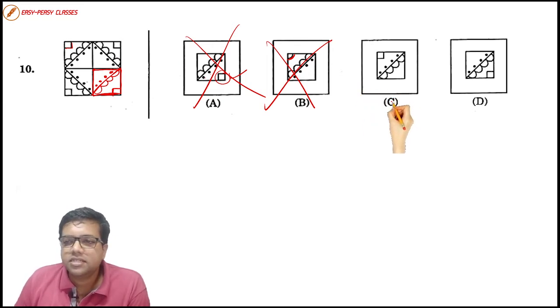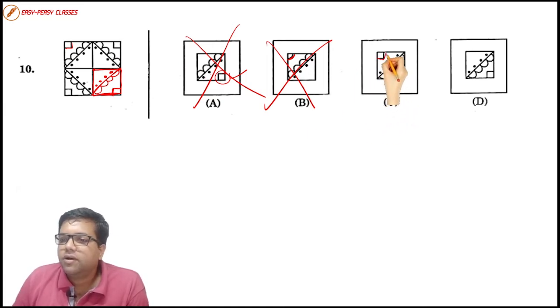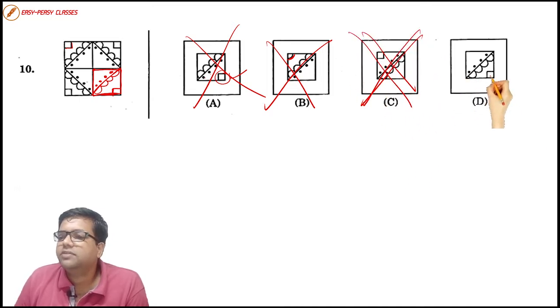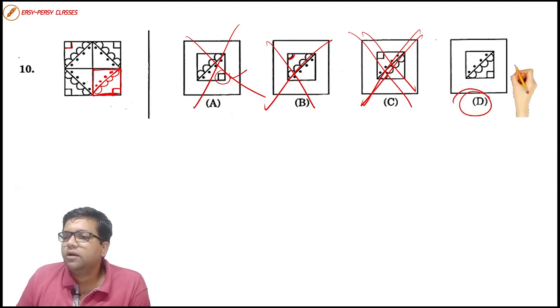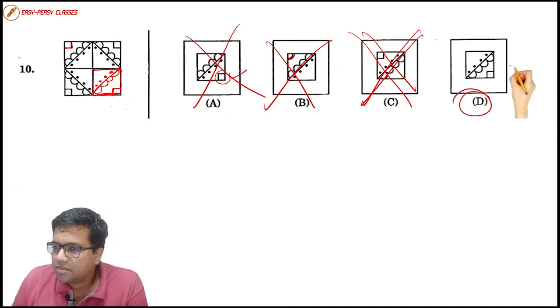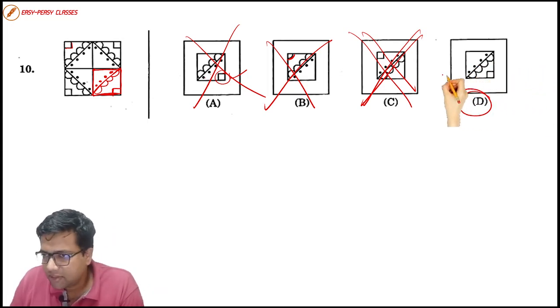Option number C, is it matching? There is a square which is supposed to be over here, but it has got placed over here, so this is not matching our figure. I think we are only left with option number D. Even without checking the option number D, you can mark it over OMR. But for the discussion purpose, let us see what is the reason this becomes our answer.